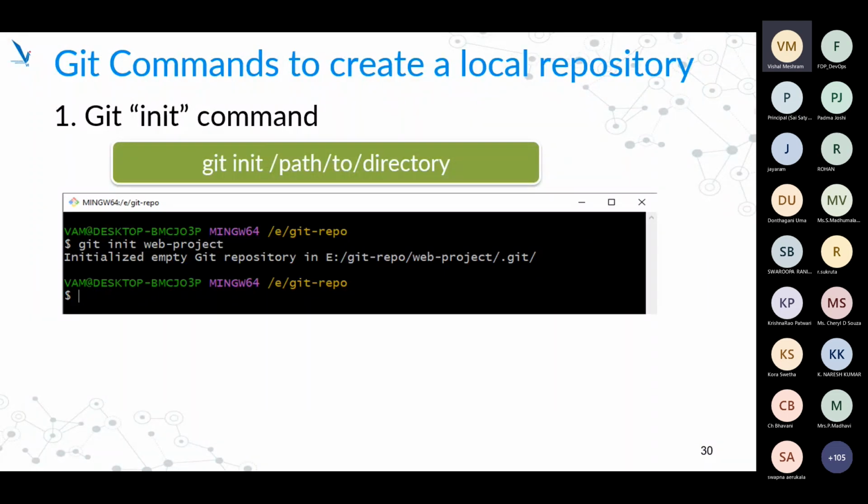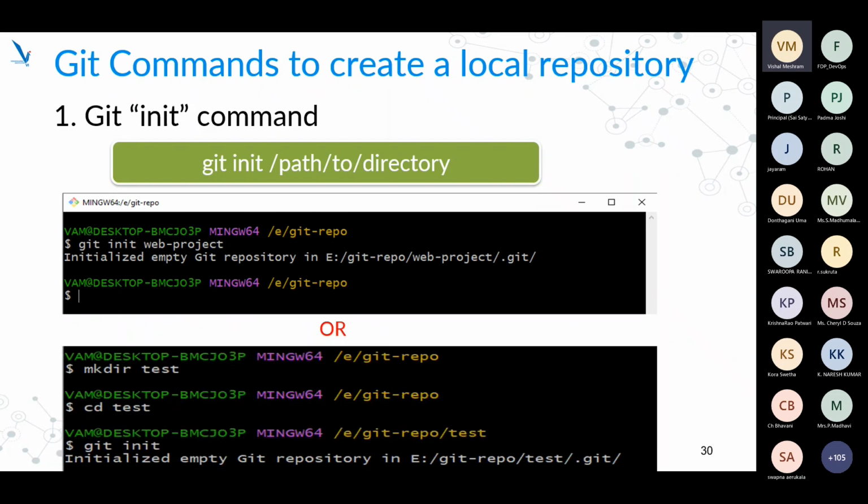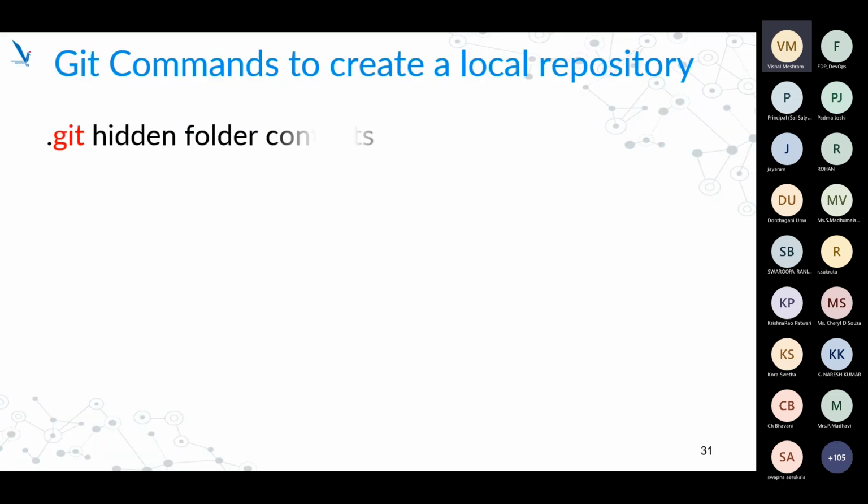These are the slides. I am going to share this so that afterwards also you can refer to it. I have created here git init web project, or you can make a directory, cd, and then you can issue the command git init. Then it contains the .git hidden folder.